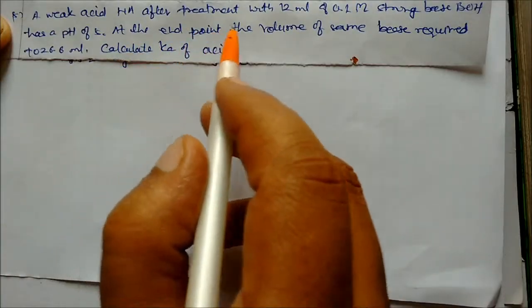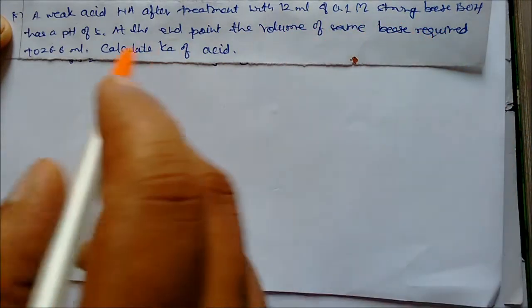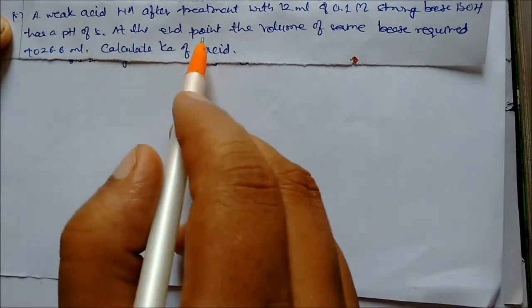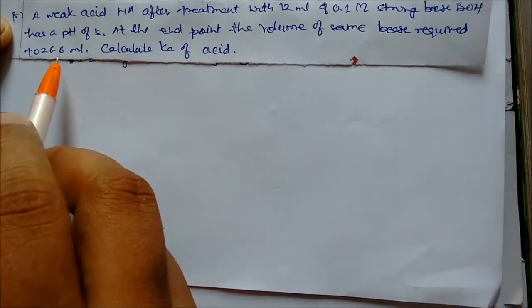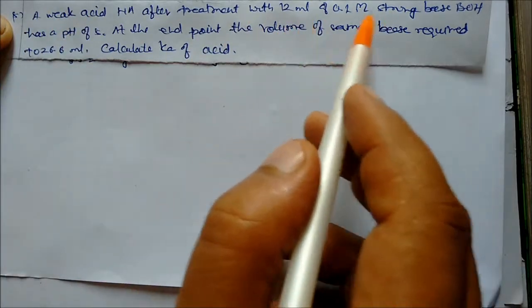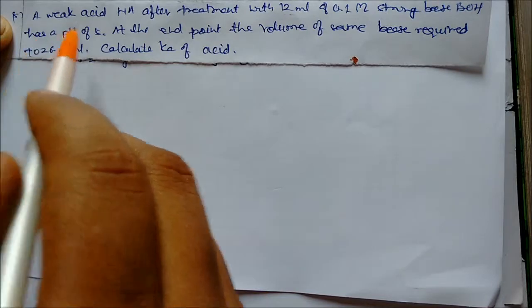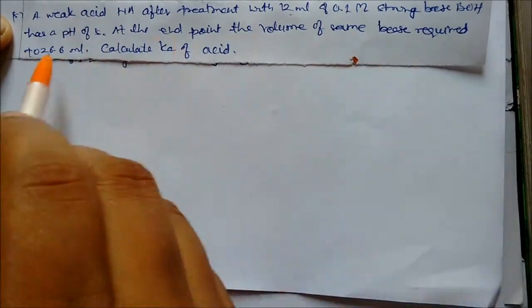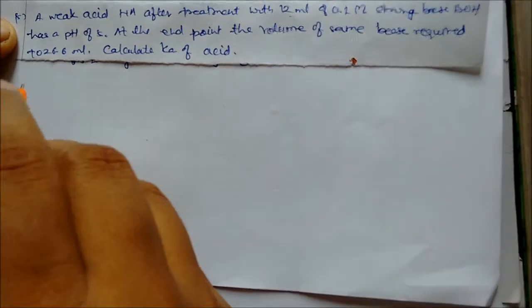Acid HA, after treatment with 12 ml of 0.1 molarity strong base BOH, has a pH of 5. At the end point, the volume of the same base required is 26.6 ml. So here is a weak acid, and the base given is 12 ml of 0.1 molarity. After the reaction reaches the end point, the volume of base will tell you the milliequivalents of acid.